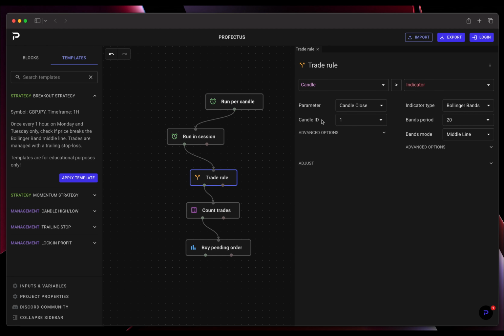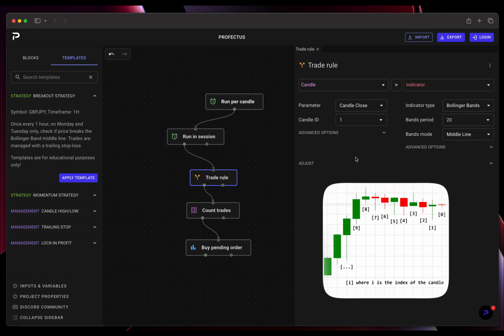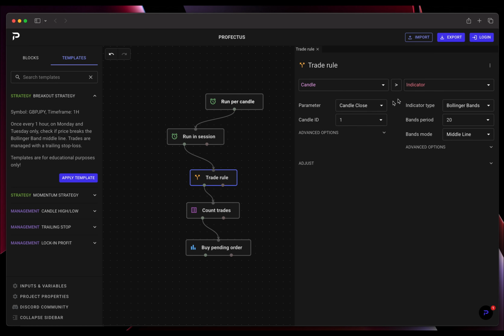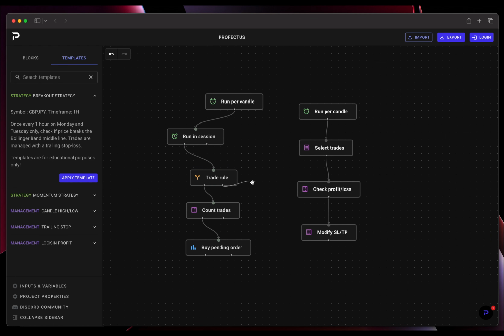So what is candle ID? MetaTrader has a counting system which is simple. Current price has the candle ID 0. The latest and most recently closed candlestick is identified as candle ID 1 and the candle before that candle ID 2. You can keep counting to the left like this. So here, the most recently closed candle closed above the middle line, that's what we want to check. If that is true, we move to the next block. If it was not true, the algorithm stops. And the next hour it runs again.